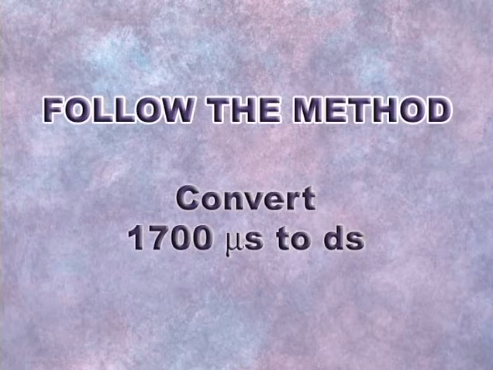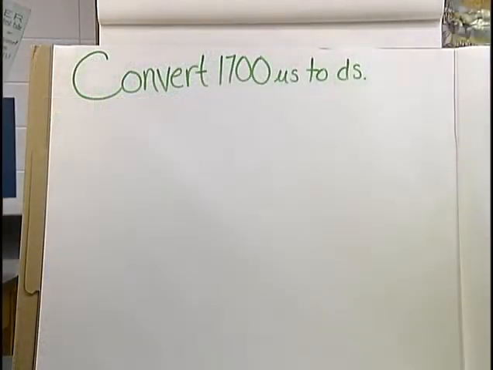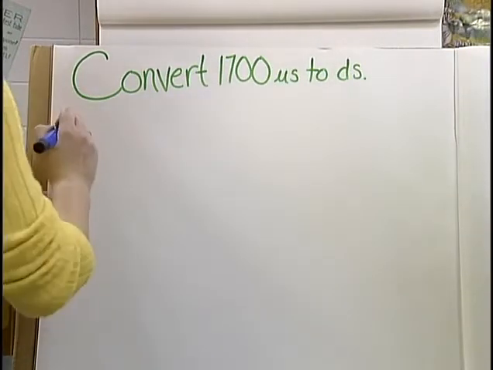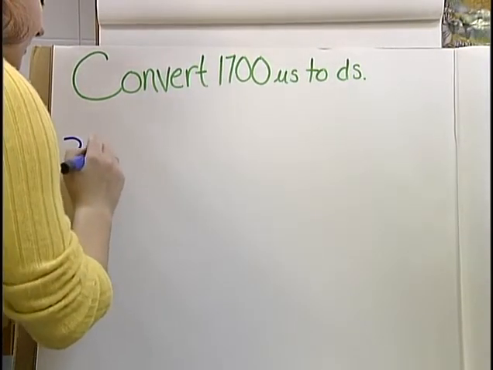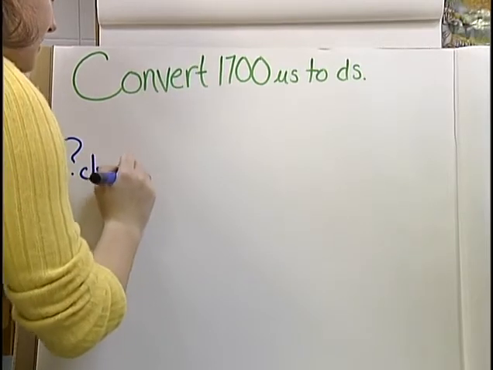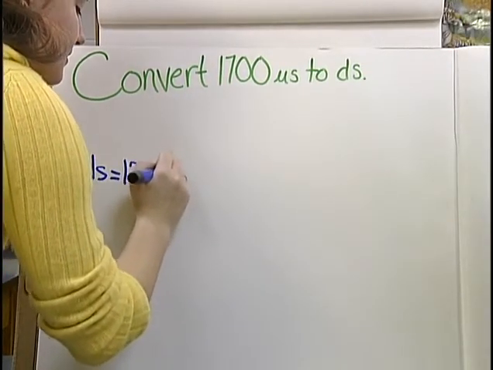Now let's try a more difficult conversion. Copy the problem using the question mark format. Then, let's work through it together to see if we can figure it out. Okay, let's go ahead and set up this problem. All right, so I want to know how many deciseconds there are in 1,700 microseconds.